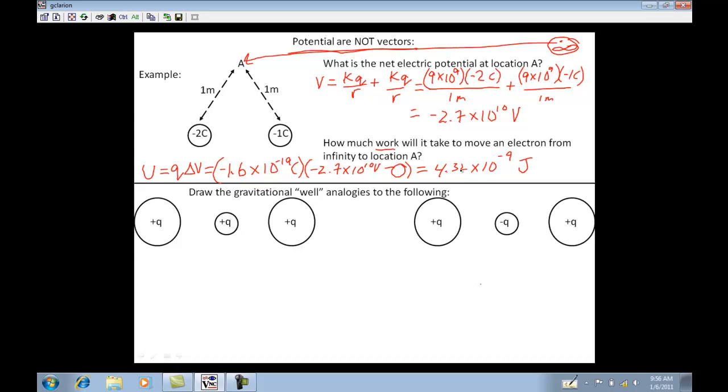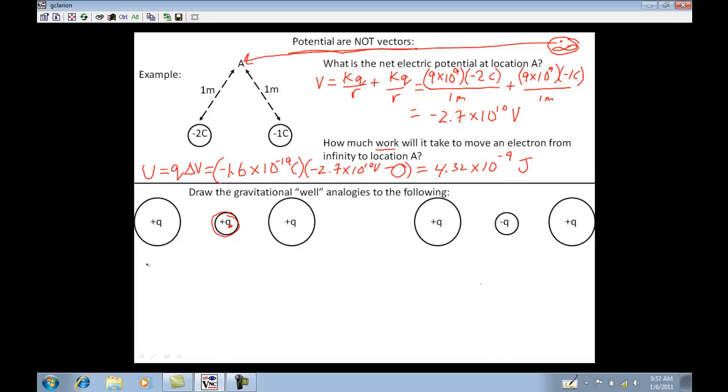Another question that comes up a lot on the AP test are these ideas of what I call gravitational analogies. All right. So here's what I'm going to do. I'm going to look at this positive test charge. It's in between two really large point charges. So I'll label that as a test charge.